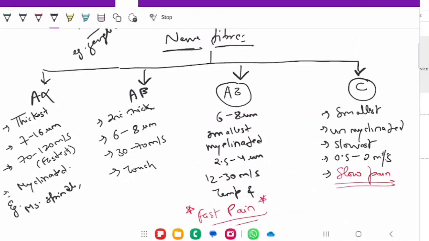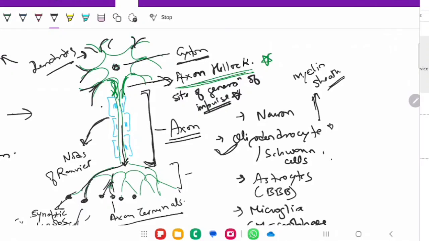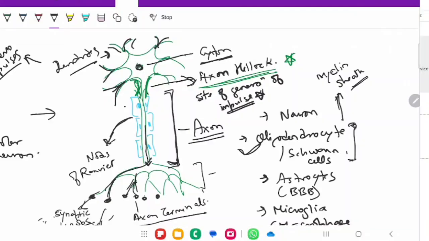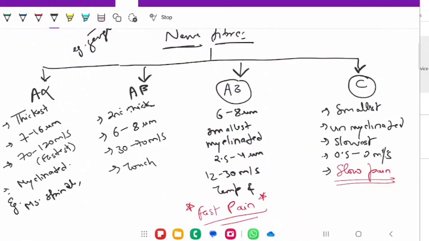Classically, on the basis of presence or absence of myelin sheath, as we have already seen, myelin sheath is made by oligodendrocytes or Schwann cells. Why are there two different names? This I will cover in a little bit. But for now, we will understand that on the basis of presence or absence of myelin sheath, thickness, and speed of conduction of the impulse, there are four kinds of fibers. Essentially two, A and C, but A is further divided into alpha, beta and delta.